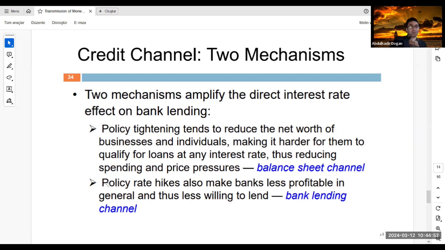And secondly, policy rate hikes also make banks less profitable in general and thus less willing to lend. If the interest rate is increasing, banks have lots of government bonds in their hands. And if the interest rate goes up, prices of bonds go down. If I am holding bonds, I will have a net loss because the prices of bonds are going down. As a bank, I will lose money and I will not be willing to give more credit. And this will result in a credit crunch in the market.